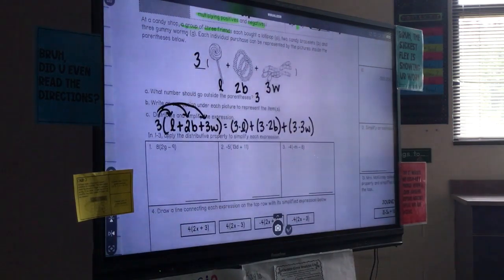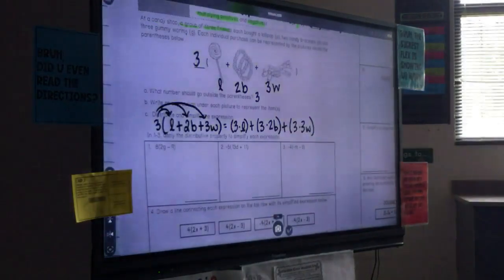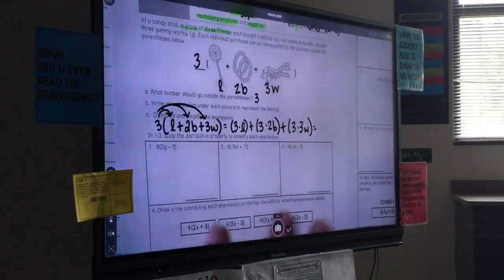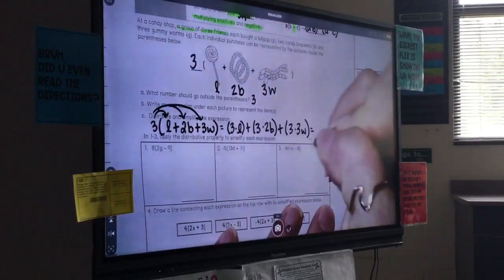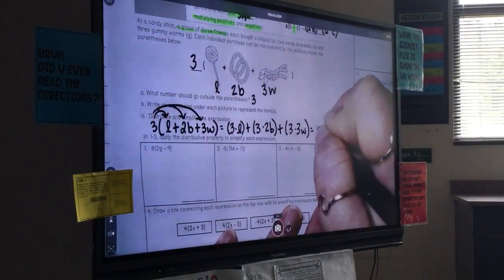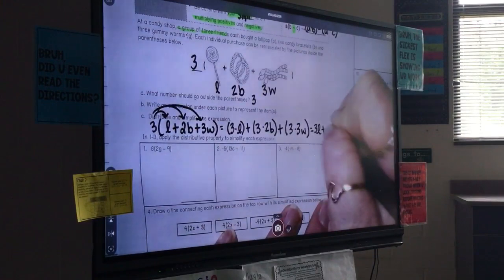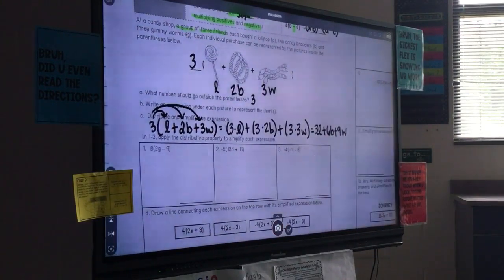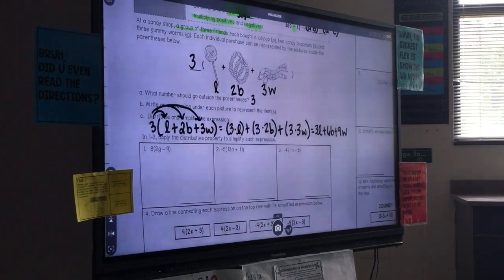All right, so go ahead and someone raise your hand and tell me what this simplified expression would be for this one. Thank you, Noah, for volunteering. 3L plus 6B plus 9W. Okay, so now we're going to do a couple together. You're going to do a couple on your own, and we'll see how that goes.